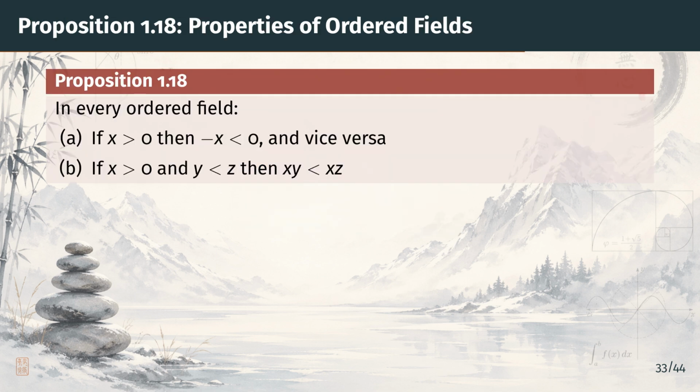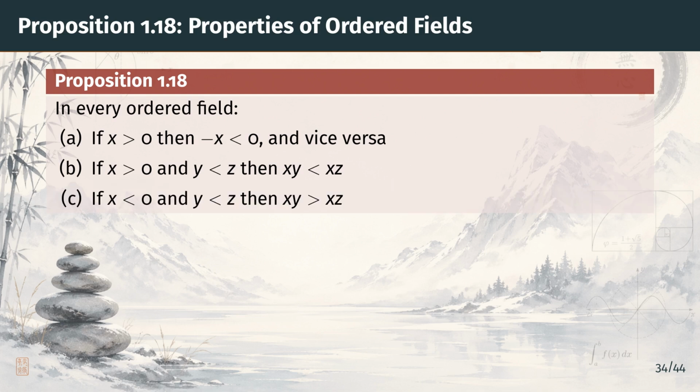Proposition 1.18 lists the fundamental properties of ordered fields. Part A says that positive and negative are linked through negation. The negative of a positive number is negative, and vice versa. Part B says that multiplying an inequality by a positive number preserves the direction of the inequality. But what happens when we multiply by a negative number?